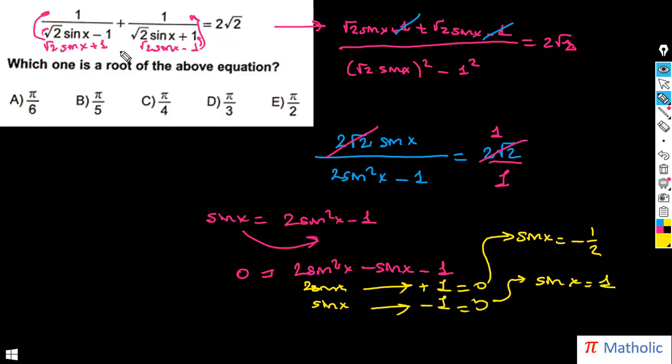So the question says, which one is a root of the above equation? The question does not say find all roots, only find one of them. So first of all, let's check this one. We know that sine can be 1 at pi over 2, and pi over 2 is one of the options. So we don't need to check for others. And if you use the testing method, plug in pi over 2 instead of x, it will satisfy the equation. So that's why I don't need to check this one.